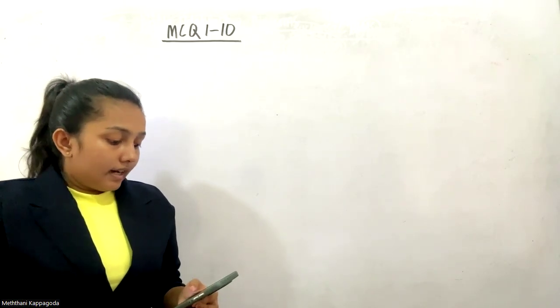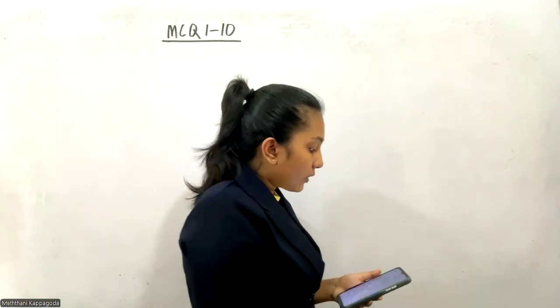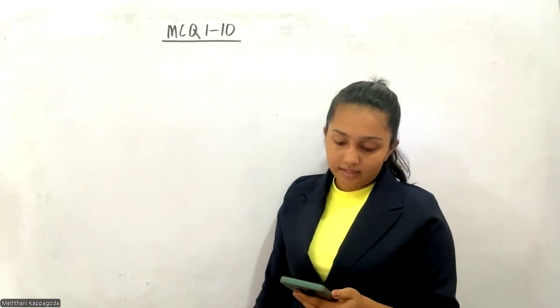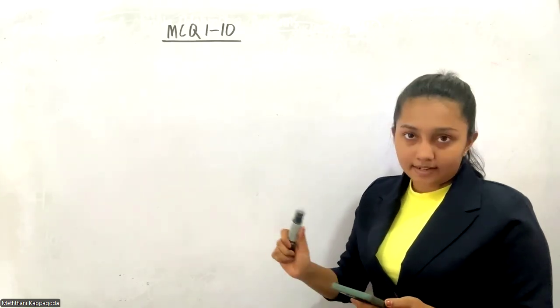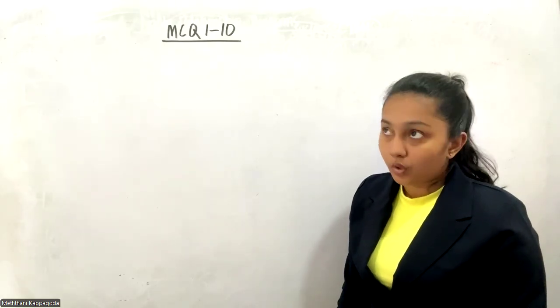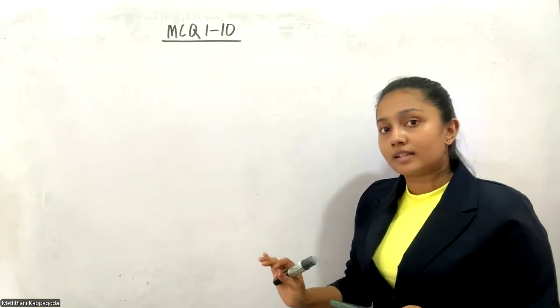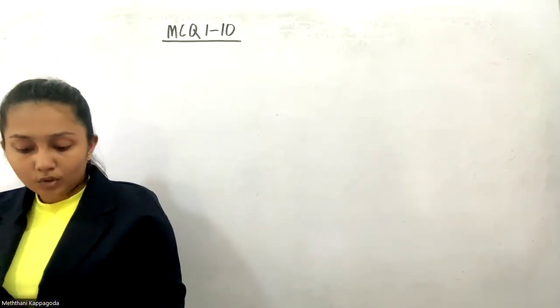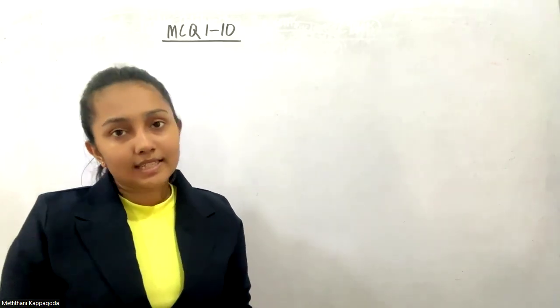Question number 1. In question number 1, you have been given three statements and you are asking which are correct. Number 1: a class C network can have 6 subnets of 32 hosts each.